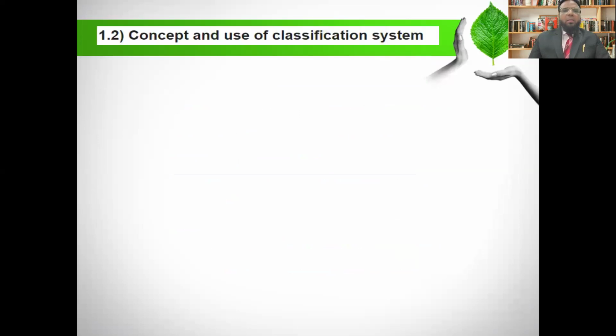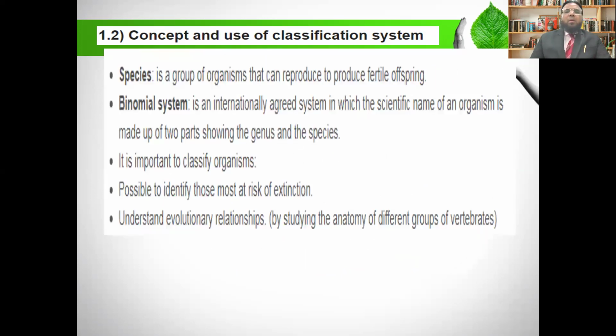Now come to the next slide, concept and use of classification system. You know that all the living organisms have been classified into 5 kingdoms. But the smallest unit of the classification is species. Now, what is a species? Species is a group of organisms that can produce fertile offspring. It means a group of similar organisms which can interbreed and produce fertile offspring. Now, the system of classification is the binomial system.